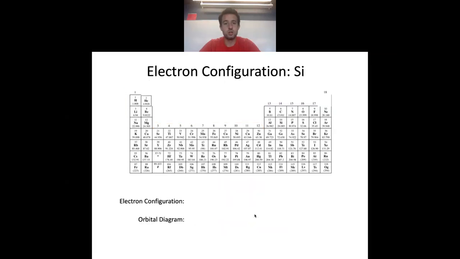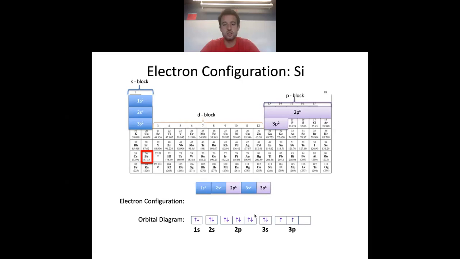Cool. Here's silicon. Same thing here, just showing it a little bit differently. Again, they should say 3p2, not 3p6. I need to change that. But it says 3p2 over here, so that's all good.